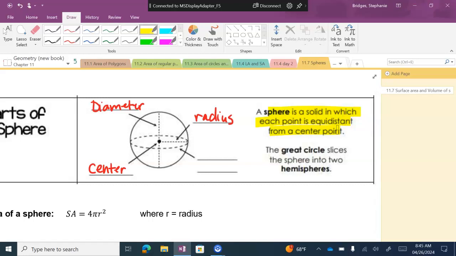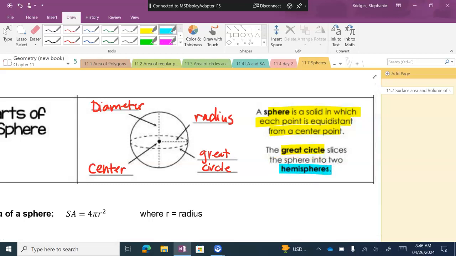And then do you see that dotted line that's kind of curved around? That's what we call the great circle. The great circle is what's going to be filled into that. So think about the Earth. What would the great circle be? It goes around the middle of the Earth. What is that called? The equator. So the equator is the great circle of the Earth, and it cuts a sphere into two hemispheres. A hemisphere is just half of a sphere.